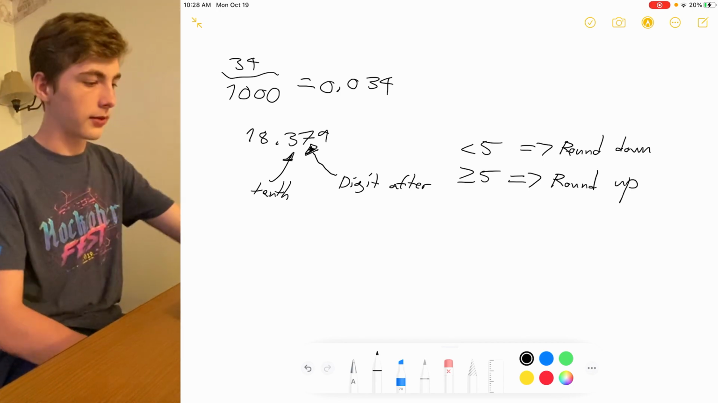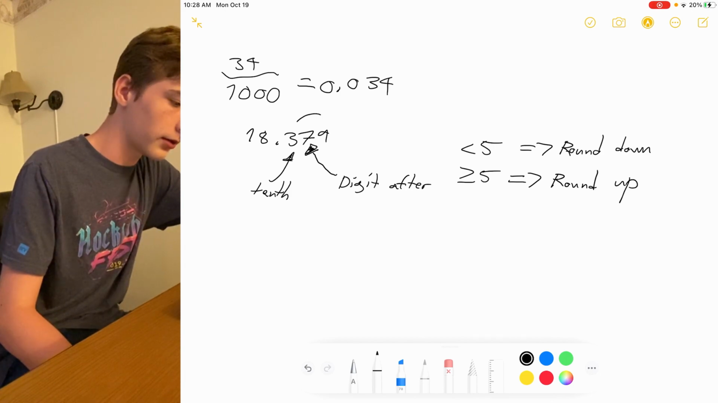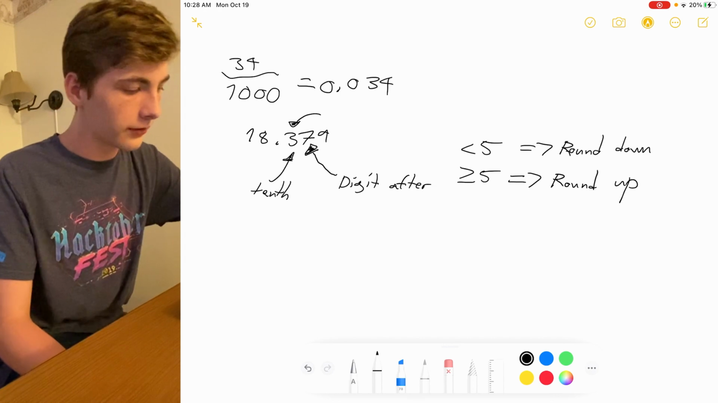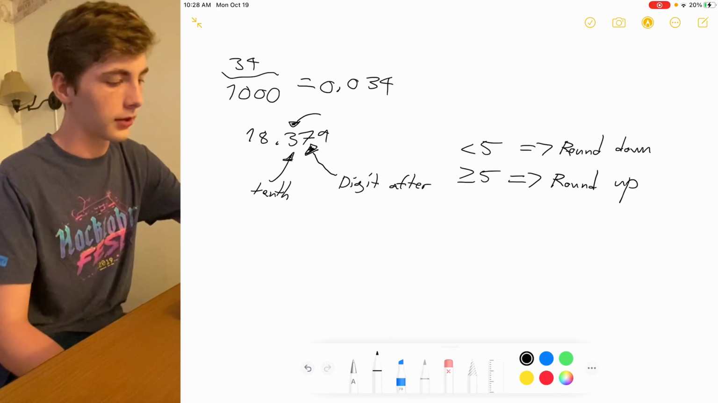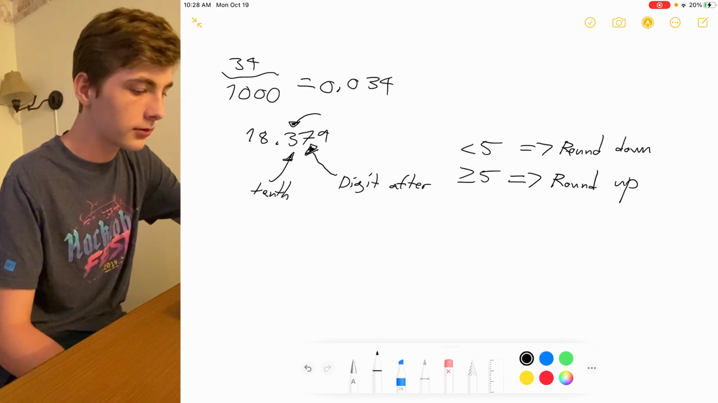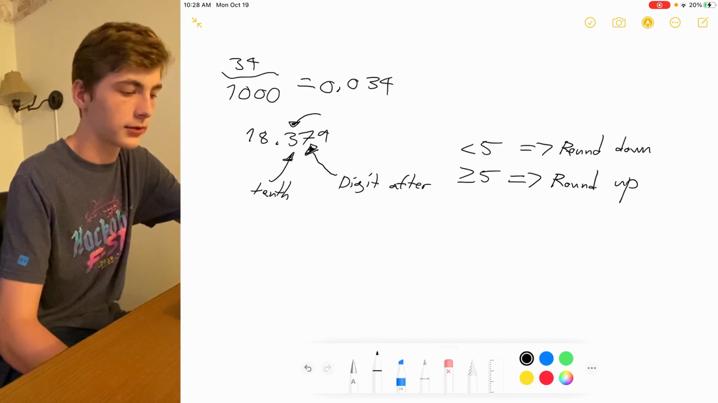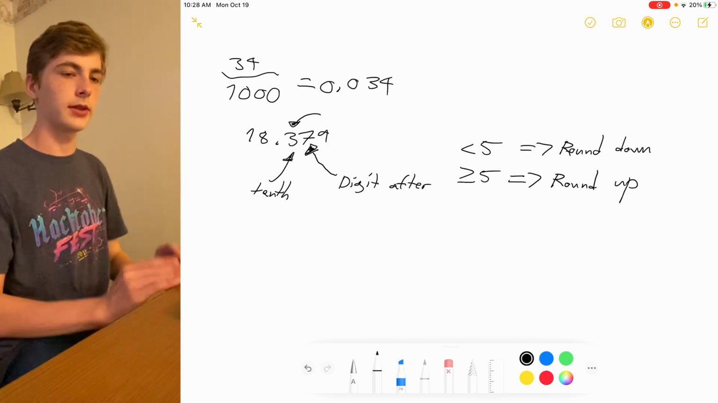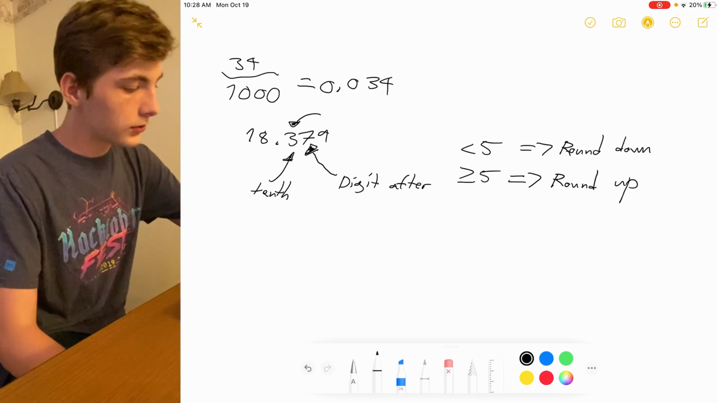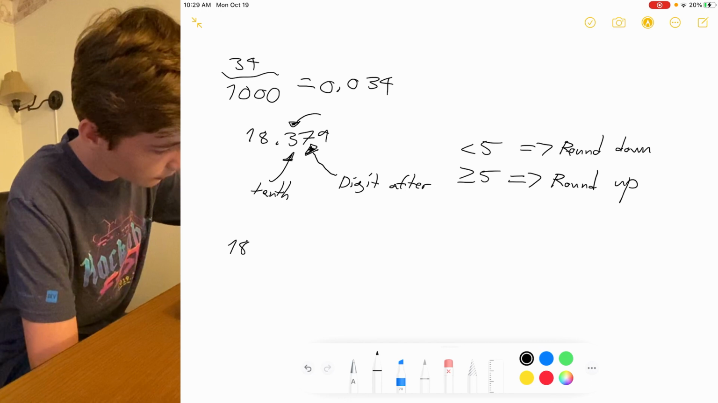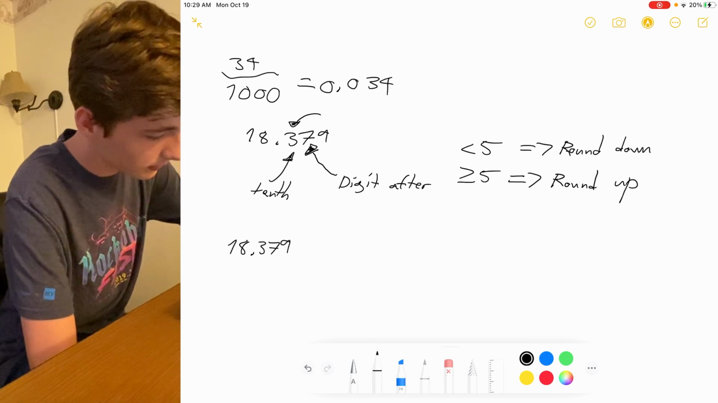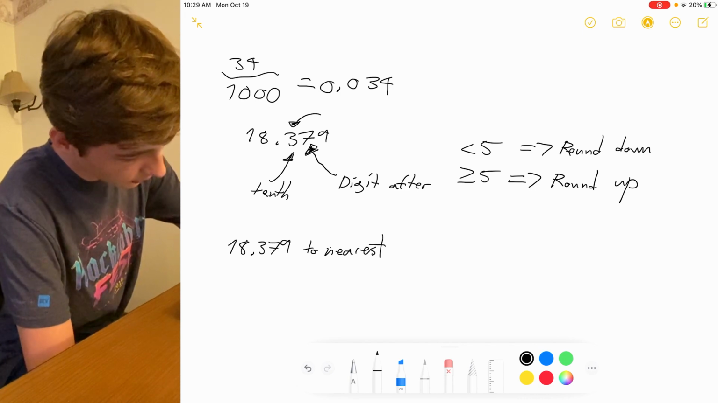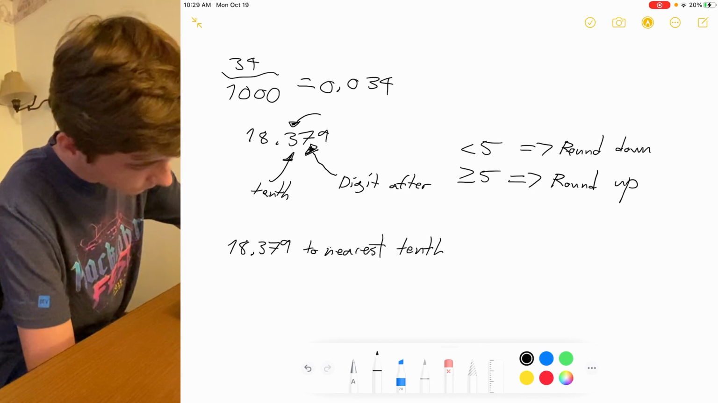And so what that means is, for this number right here, if the number after it is less than 5, then it's going to stay the same. Then this 3 will stay the same. If the 7, which is the case in this particular case, is greater than or equal to 5, then we're going to round up, which means that 3 will become a 4. So if we rounded 18.379 to the nearest tenth, here's our process.